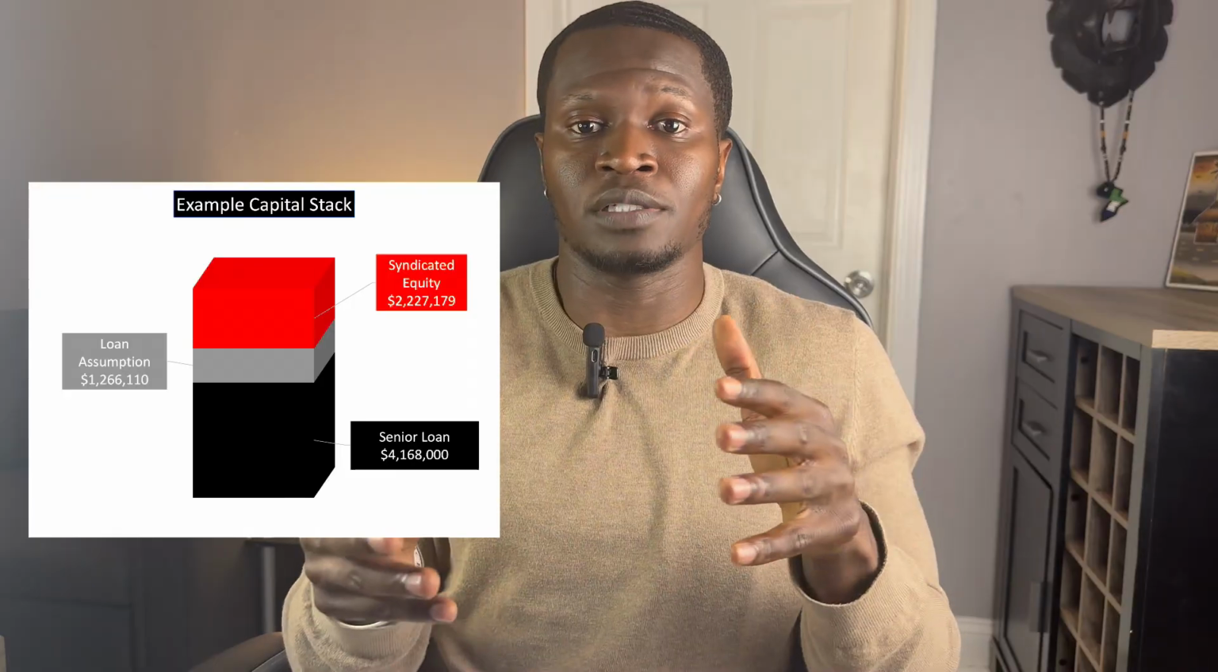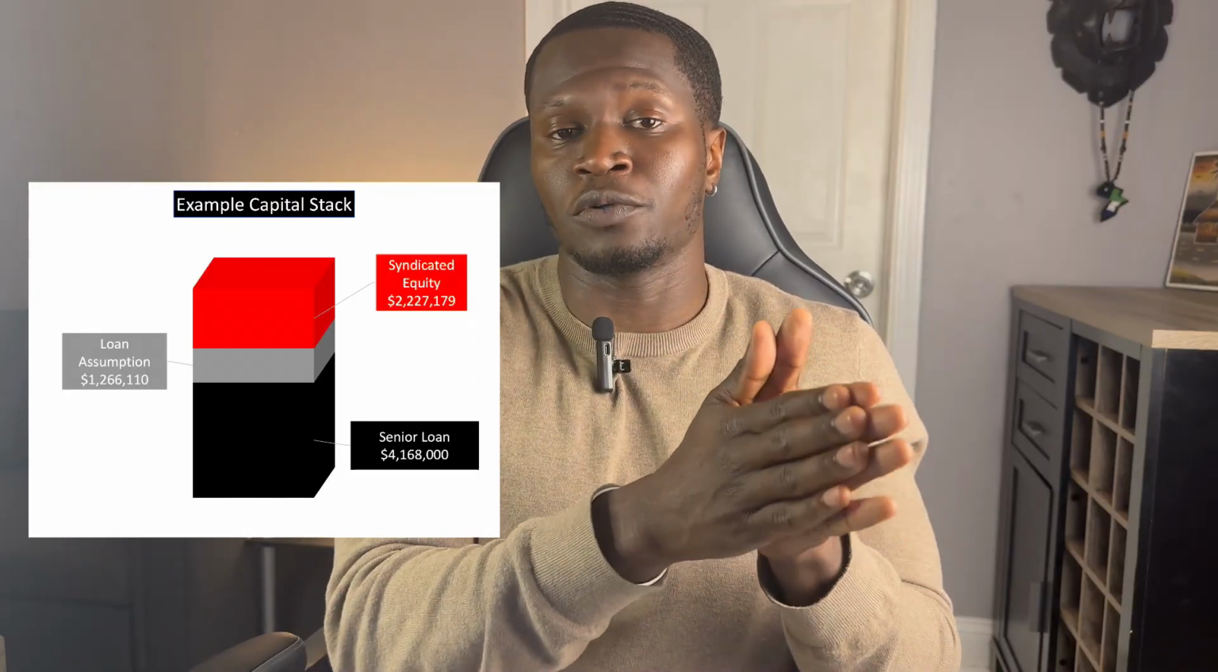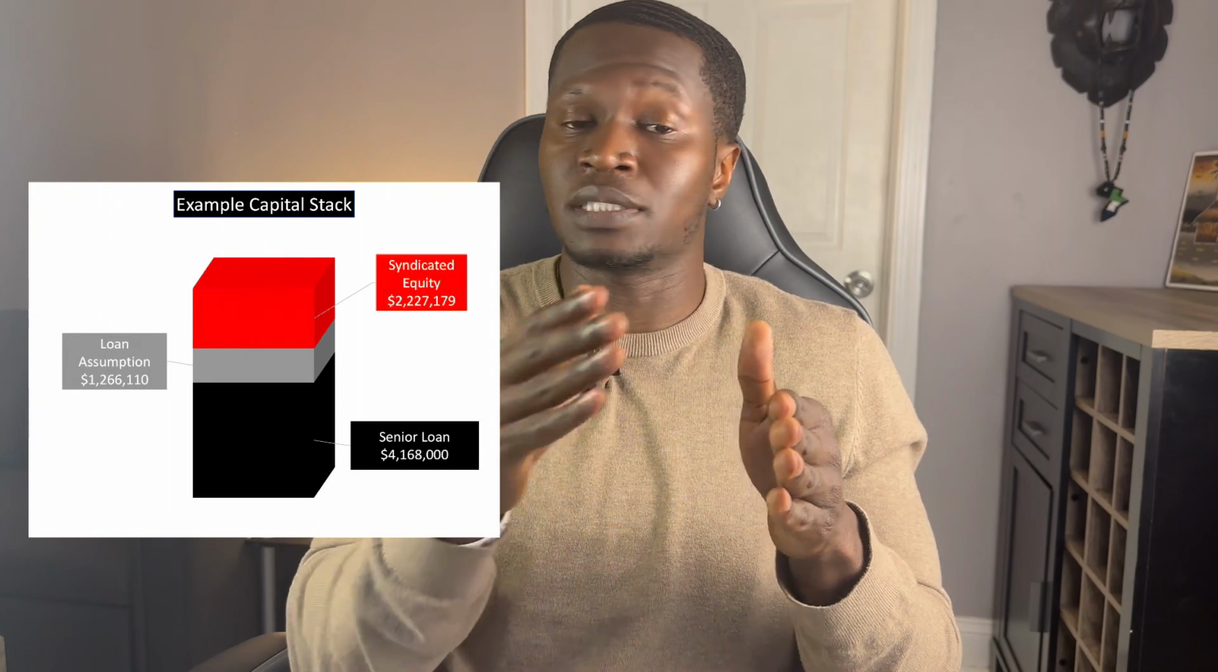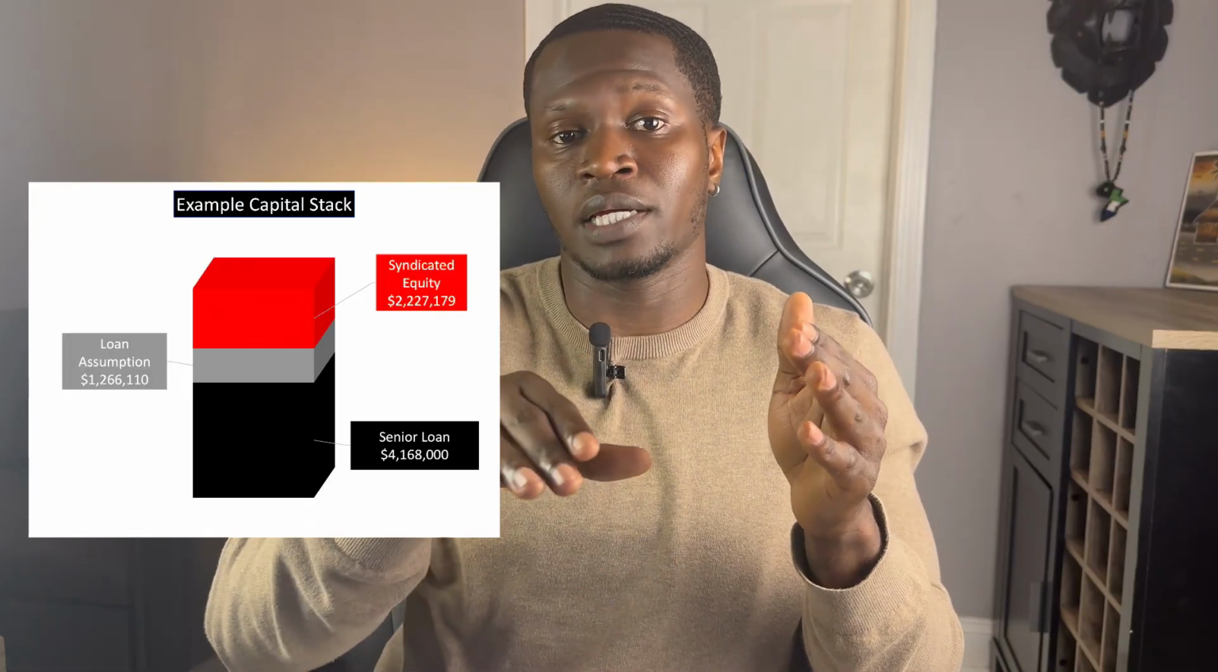Then we assumed a loan. So assumed a loan means there's a loan that's already on the property. When you acquire it, you just take over that loan instead of paying off that loan with the new loan. So we assumed a supplemental loan that sits in second position behind the senior debt that we got to acquire the property. So first layer is going to be the 4.18 million senior debt. Second layer is going to be supplemental loan, and then the third layer is equity.